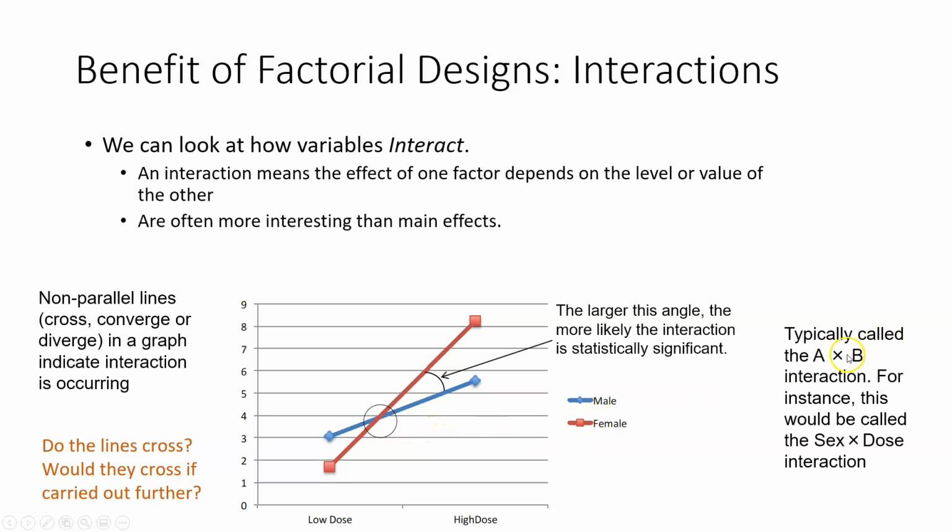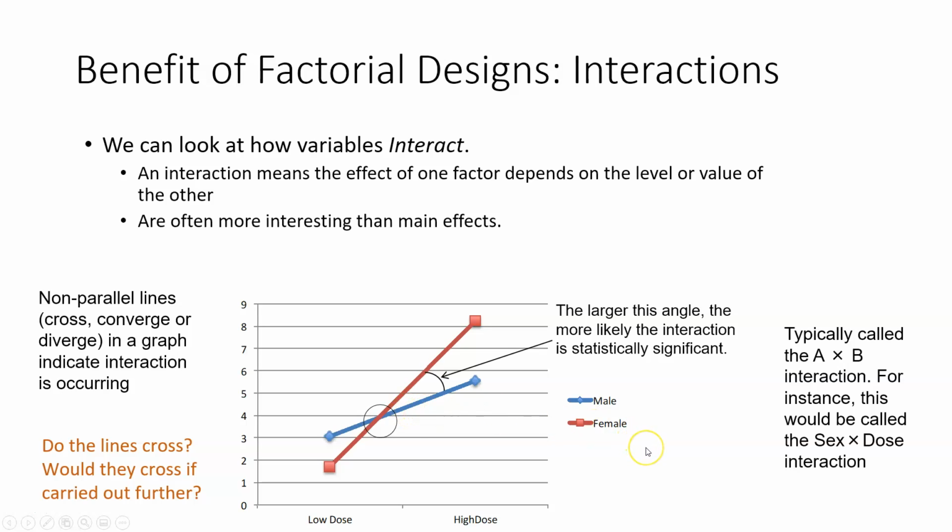And typically we would call this the A by B interaction. So I'm just plugging in these letters as stand-ins. In reality, we would use the name of whatever variables we're looking at. So for this instance, we would call it the sex by dose interaction.